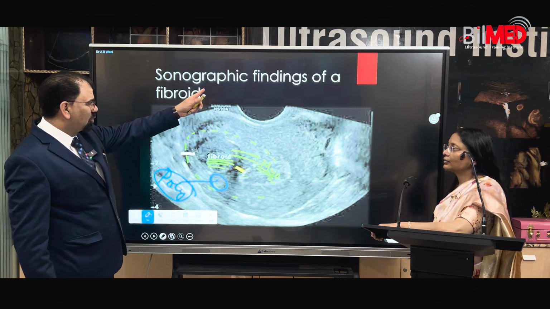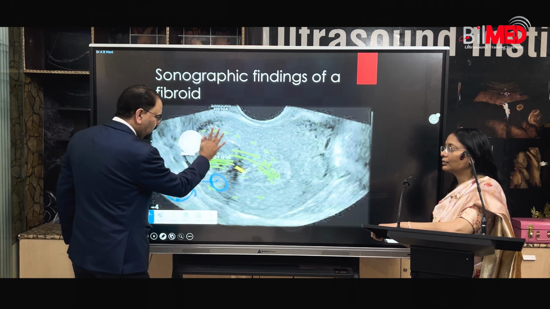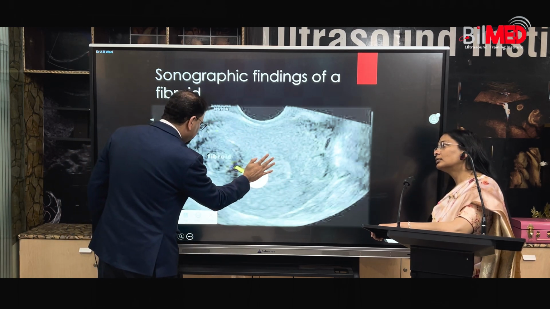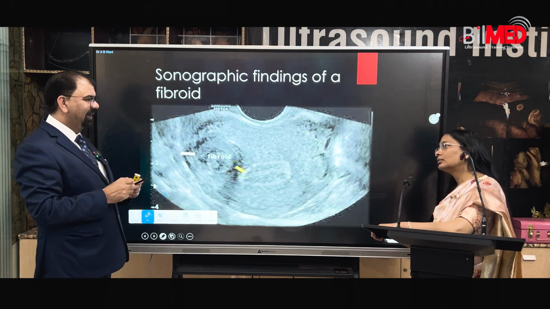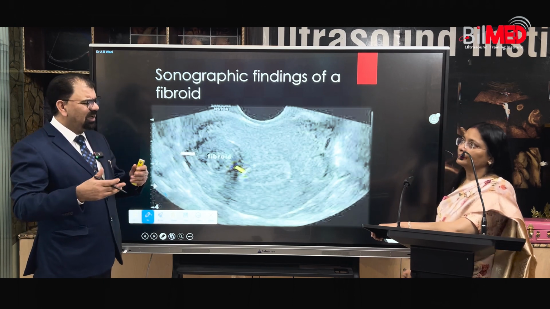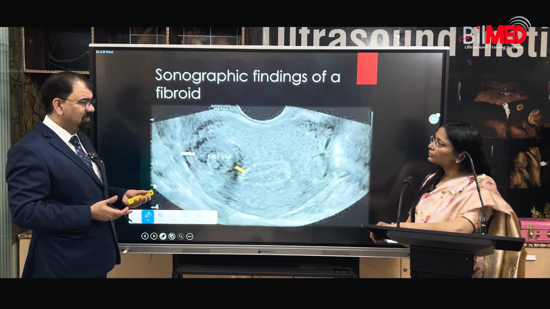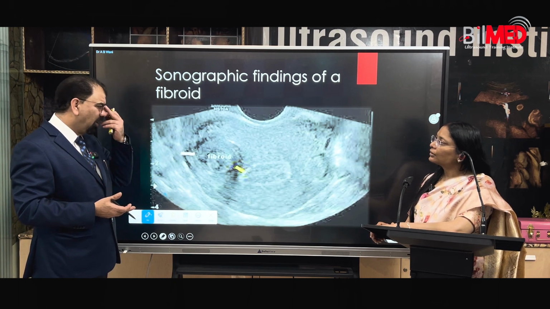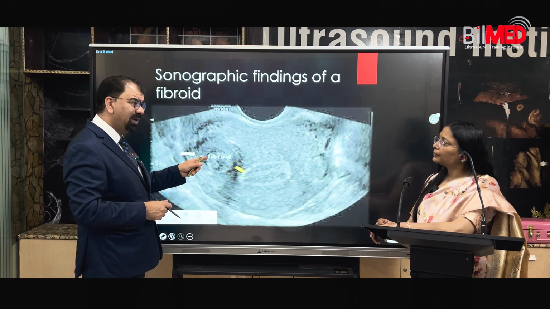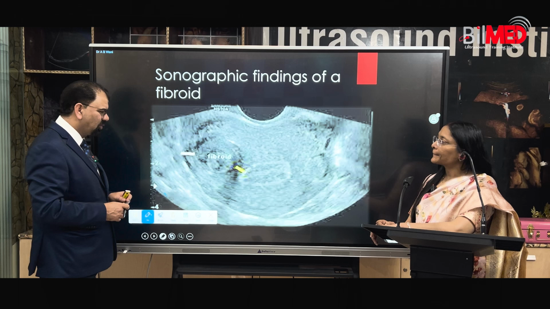So the sonographic findings of the fibroid: first, the echogenicity, which we have discussed now. It can be hypoechoic also, but it depends on what it contains. If there are red degenerations in a long-standing fibroid, or more calcifications, then that part will be hyperechoic. It will not be completely hyperechoic throughout. That patch only will be hyperechoic, but the base will always be equal to the myometrium. This is the important point to keep in mind.